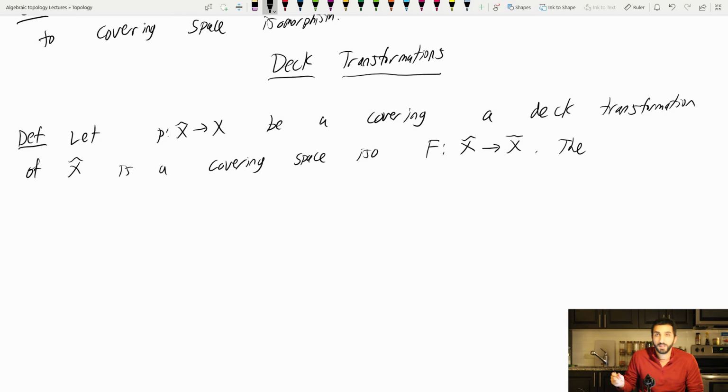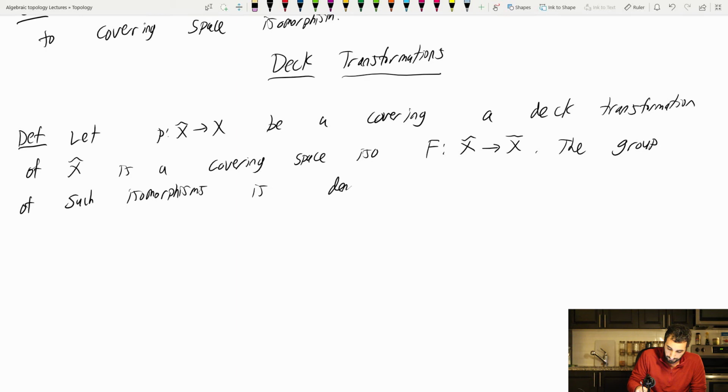It's very easy to show that the set of such isomorphisms is a group. If you compose two isomorphisms, you get an isomorphism. The inverse of an isomorphism is an isomorphism, and it's associative. So the group of such isomorphisms is denoted G of X twiddle.